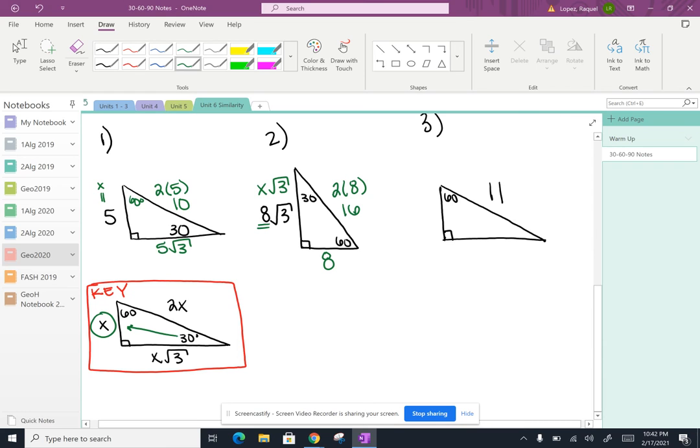All right, and then for the last one, this time we were given the hypotenuse length. So we know that the hypotenuse measures 2x, and the length was 11. So we're going to set 2x equal to 11, divide both sides by 2, and x equals 5.5. So that means the side measuring opposite the 30-degree angle is 5.5, and the longest leg is 5.5 root 3. Let's do some more practice problems together.